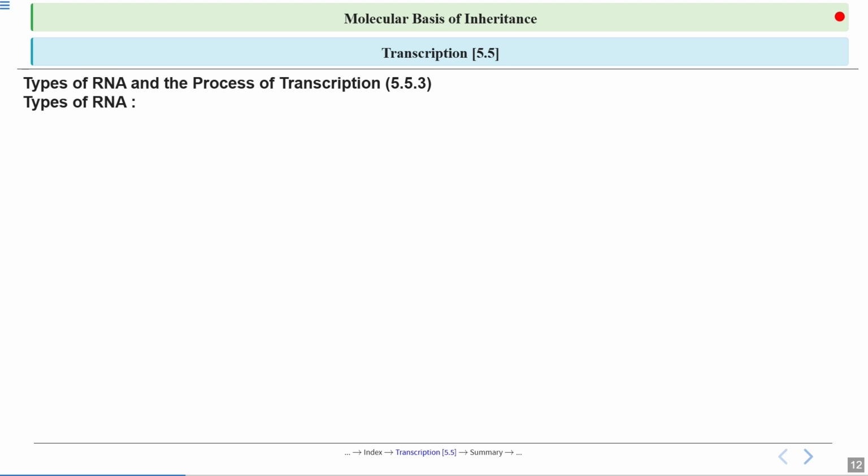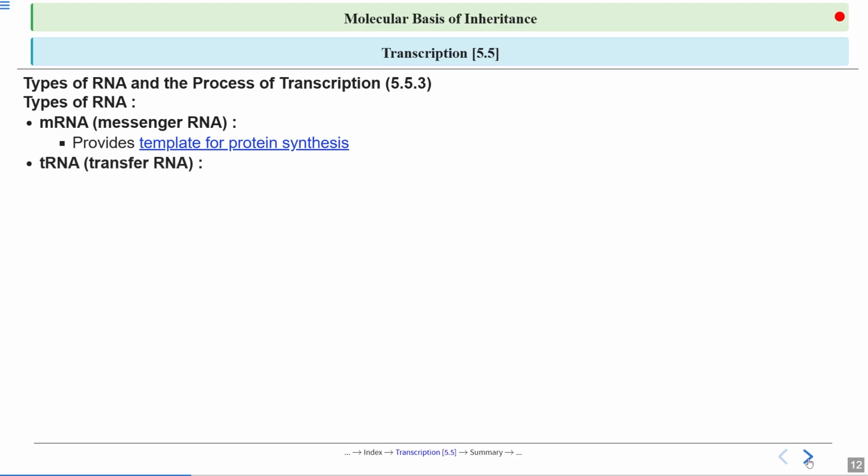Now we have to understand what the different types of RNA are and the process of transcription. If we talk about the types of RNA, first is the messenger RNA. What is a messenger RNA? The mRNA provides the template for protein synthesis. Then there is tRNA, which we call transfer RNA, which carries amino acids as aminoacyl tRNA. On this tRNA, the corresponding amino acid attaches, and this whole component is what we call aminoacyl tRNA.